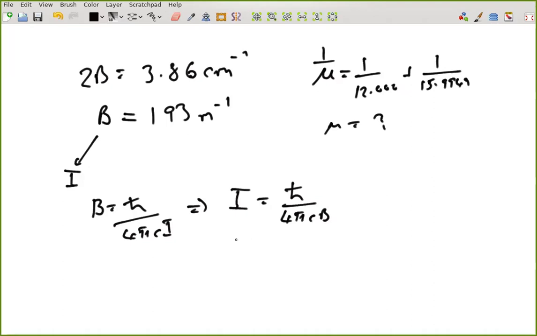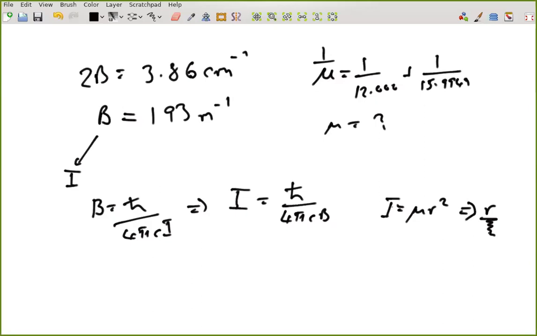But when you follow this calculation through, at the end of your calculation, you'll also use I is equal to mu r squared, and from that you will calculate your R.